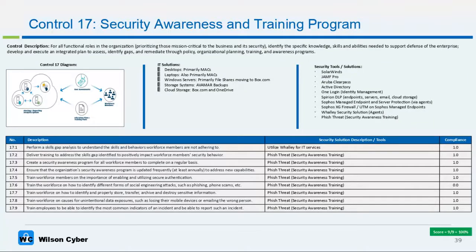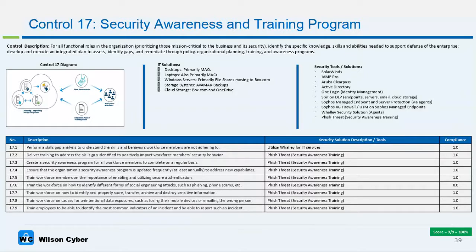Perform a skills gap analysis to understand the skills and behaviors of the workforce. That's done. Deliver training to address the skills gap. PhishThreat security awareness training does that. Create a security awareness program for all workforce members. Ensure that the organization's awareness program is updated frequently. PhishThreat again. Train workforce members on the importance of enabling and utilizing secure authentication.